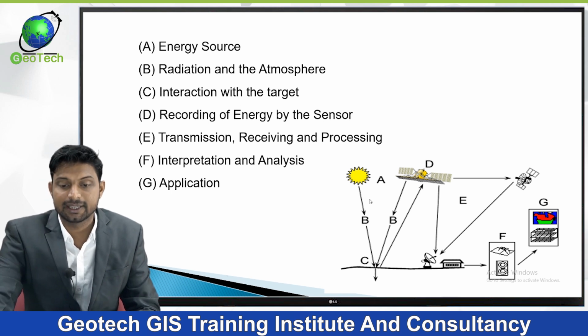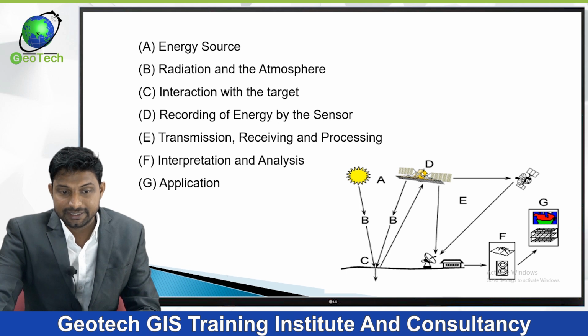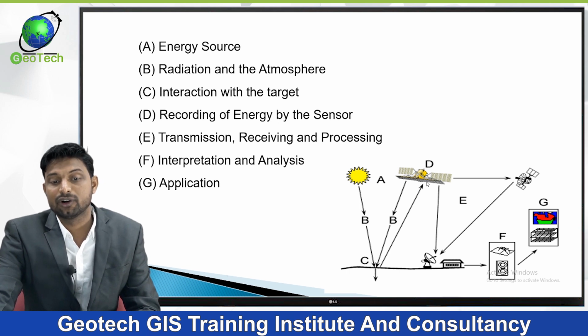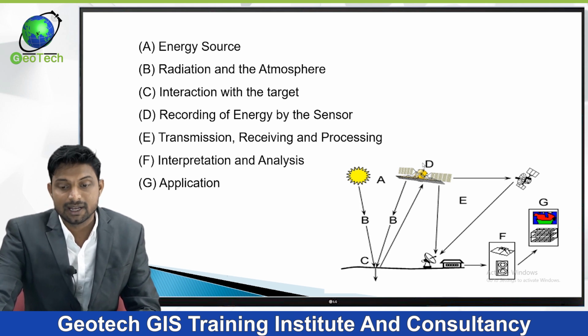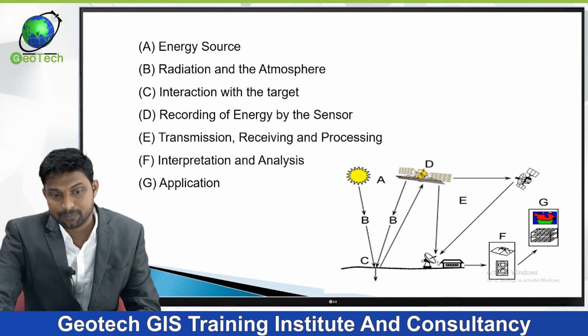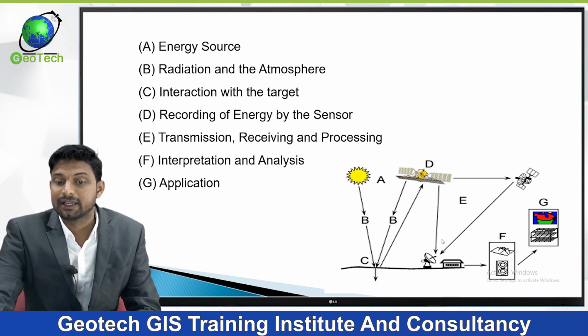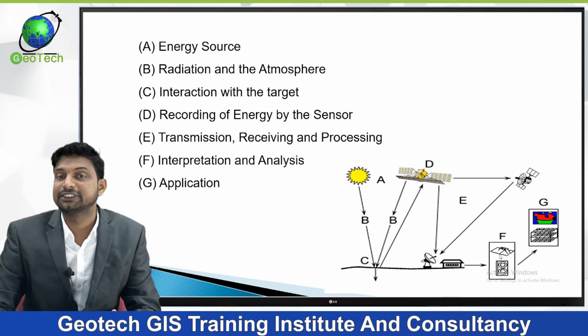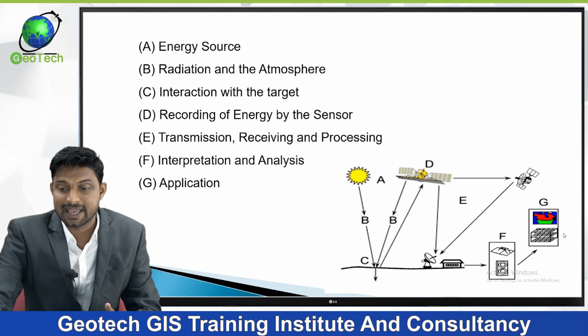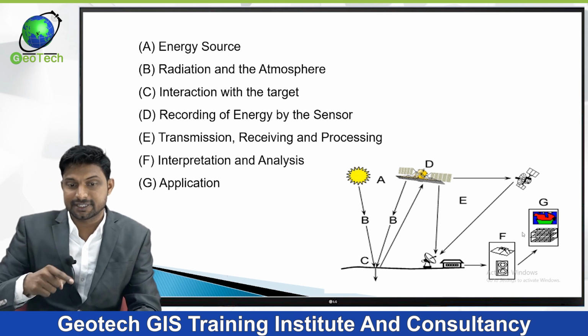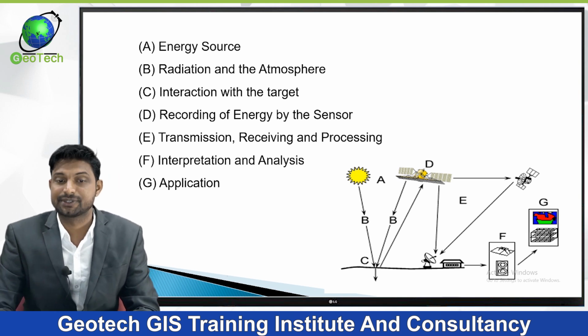Then the energy reaches D, our recording station, where it is recorded by the sensors. After that it goes to E, the transmission, reception and processing station. And F is the interpretation and analysis, and G is the application. All this process mostly takes place through the remote sensing process.